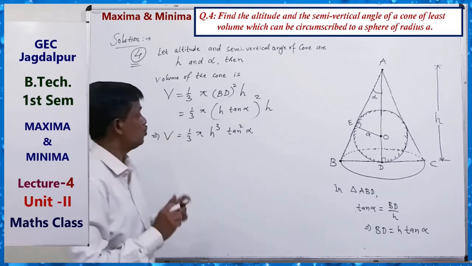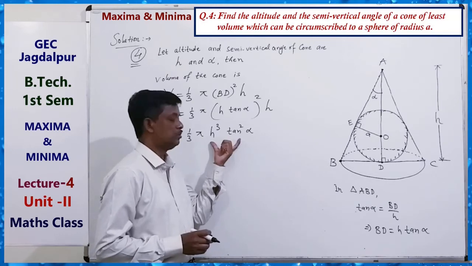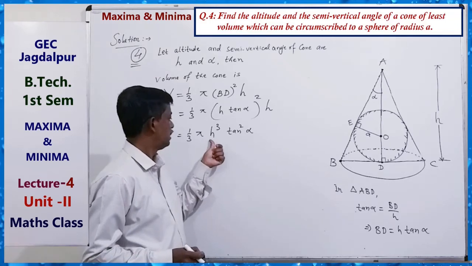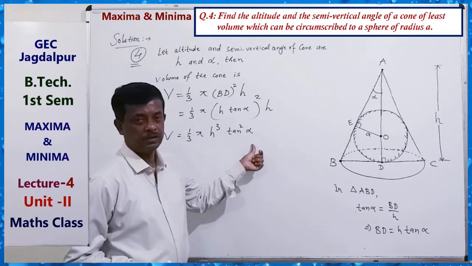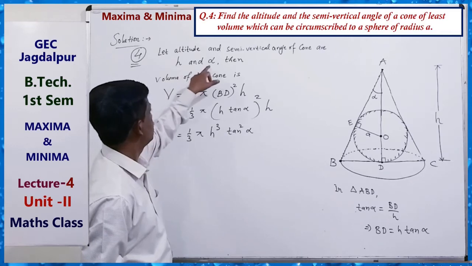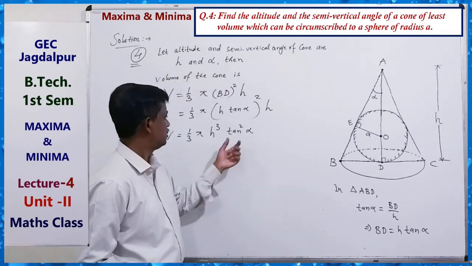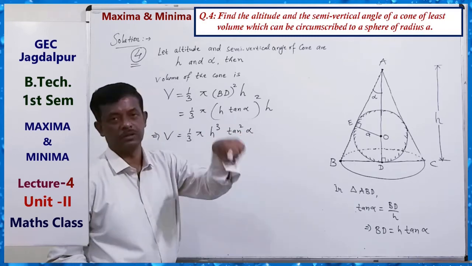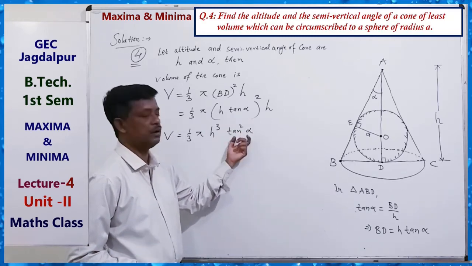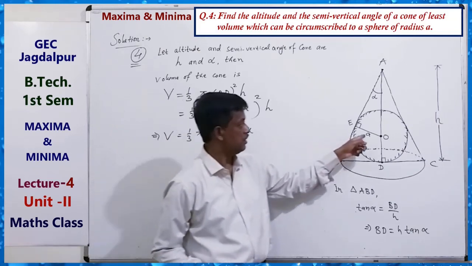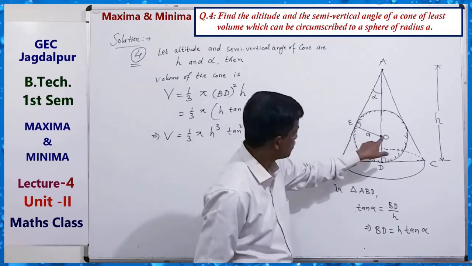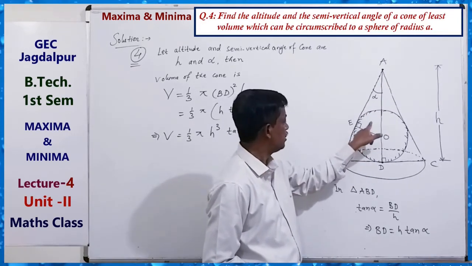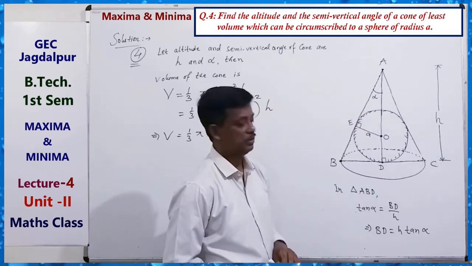Now here two things are given, h and alpha. We have to convert one of them in terms of the other. That is, we find tan alpha, because a is the given radius. We can use this other right angle triangle to write the value of tan alpha.